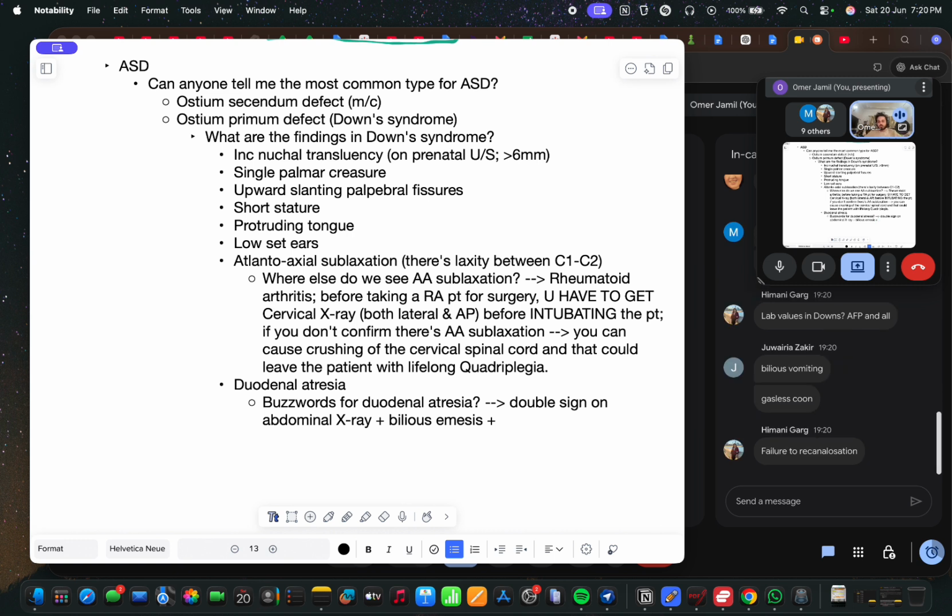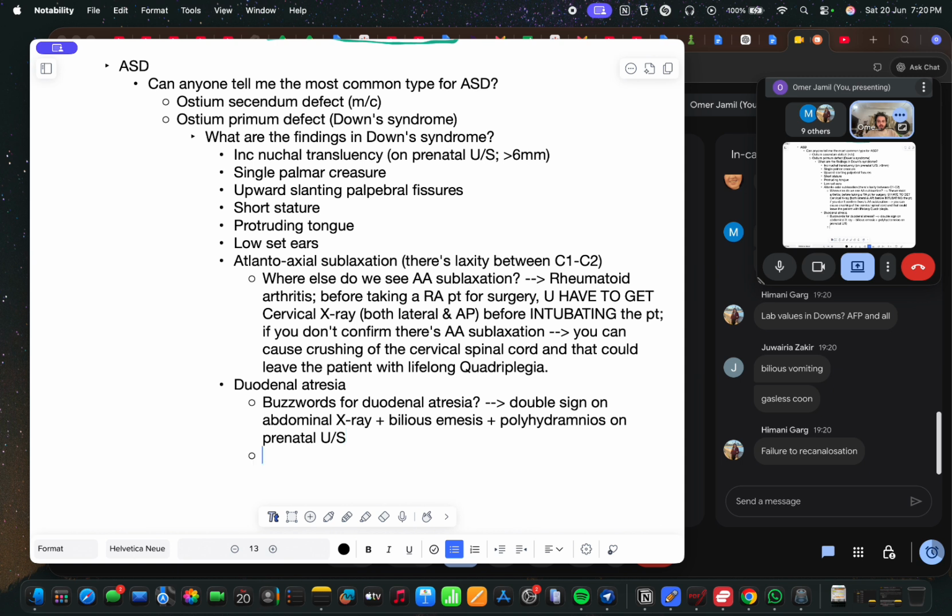No, I'm not talking about the cause. Gasless basically means you have a double bubble sign. So what I'm trying to say is polyhydramnios on prenatal ultrasound, because the fetus cannot swallow all that fetal urine.